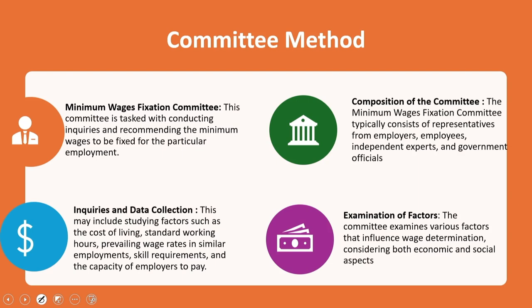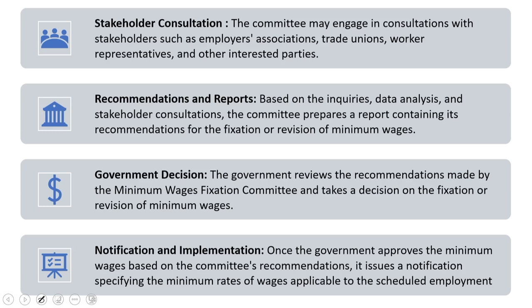So when you look into the examination of these factors, the committee examines various critical factors that influence wage determination. It considers both the economic and the social aspects, as I've already mentioned. So all these factors may include living conditions, productivity levels, social needs, regional variations, and the impact of the proposed wage rates on employers and workers. Everything will be a part of the examination of factors.